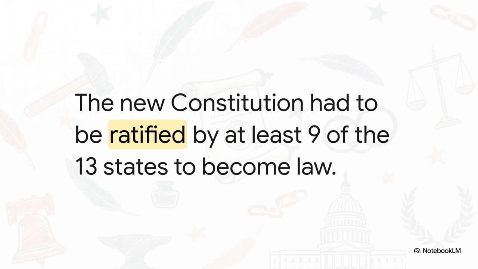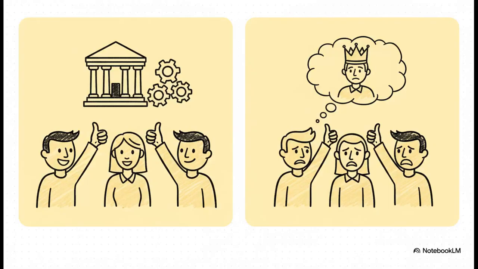And this set off a fierce, nationwide debate. So on one side, you had the Federalists. These were guys like James Madison and Alexander Hamilton. They were all in on the Constitution, arguing that the country desperately needed a strong national government to fix all those problems from the Articles of Confederation.